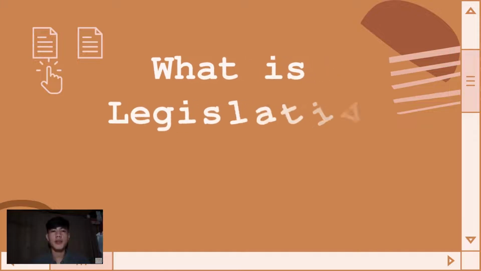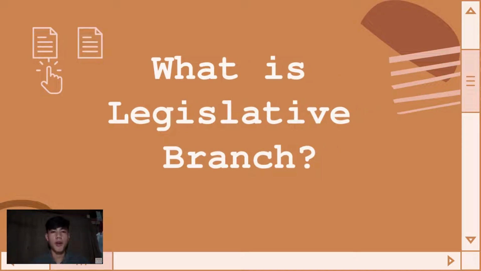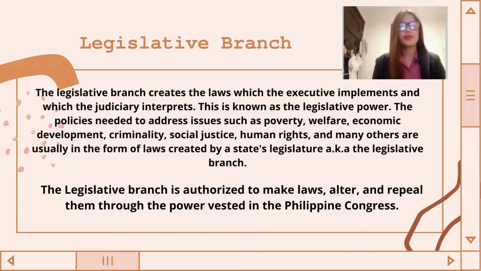The Philippines is a republic with a presidential form of government, wherein power is equally divided among its 3 branches, namely executive, legislative, and judicial. However, at this juncture, we are going to focus only on the legislative branch. What is the legislative branch? The legislative branch creates the laws which the executive implements and which the judiciary interprets. This is known as legislative power.